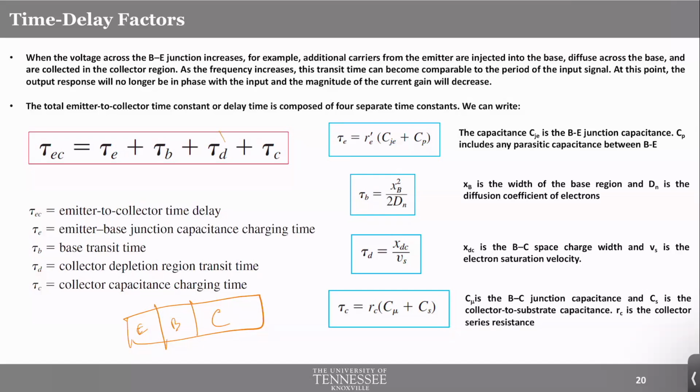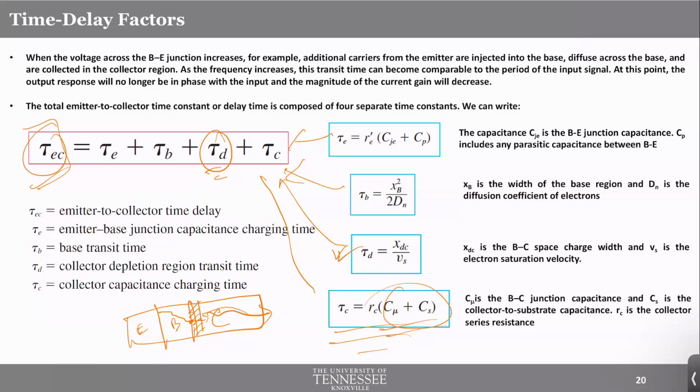The third one is the collector depletion region transit time. After it has transited through the base, it will arrive at the base collector junction, and it will take some time to diffuse through the base collector junction. So this third component is related to that. The fourth one is the collector capacitance charging time, which is basically the delay within the collector. There are 2 additional parasitic capacitive components that we observe at the collector, and they collectively lead to some additional time. Adding these 4, you could calculate tau EC, which is the emitter collector transit time.